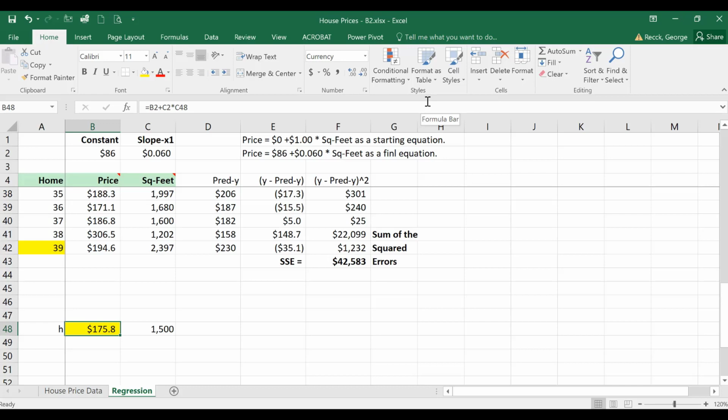Like everything where we're making estimates about an unknown population, and don't forget, this is not even 39 houses, it's 38 houses. Anytime we're making an estimate, we want to have some error around it. So to get the standard deviation associated with that estimated house price for a 1,500 square foot house, I need to do a couple more calculations to my SSE.